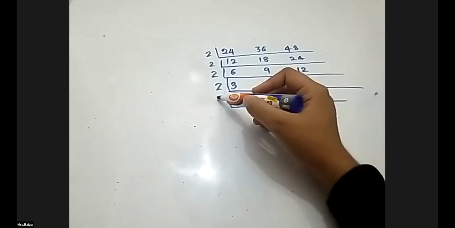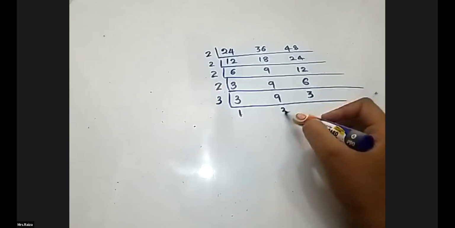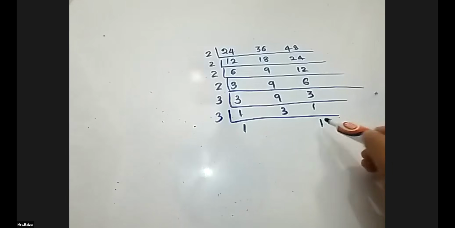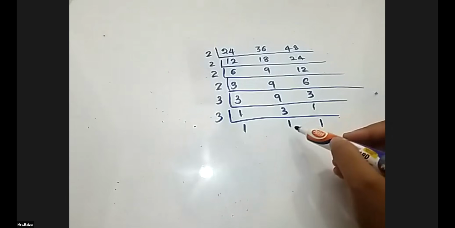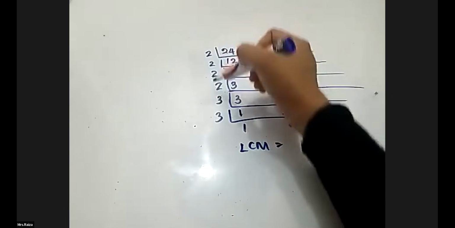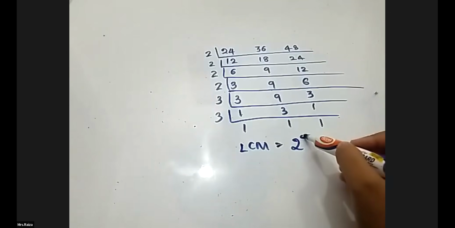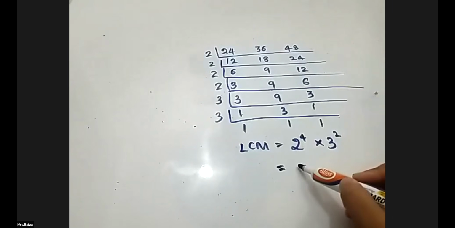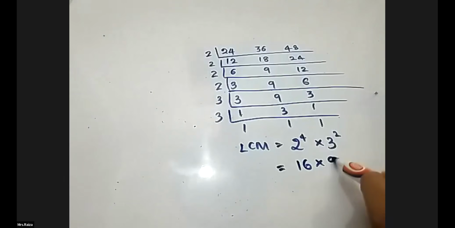Now when you see this, all are divisible by 3. Again you divide by 3. 1 is not divisible, 1 is not divisible, but this is divisible. And what are the set of numbers you got here? How many 2's are there? 2 to the power 4. How many 3's are there? 3 to the power 2. So you get the answer 16 into 9.